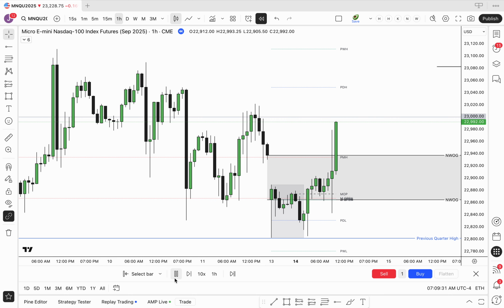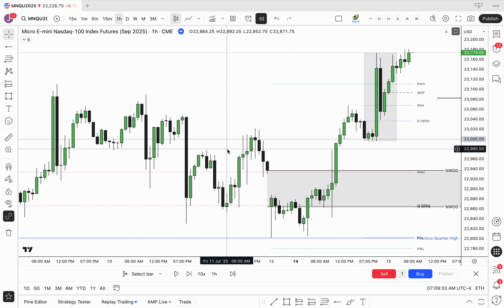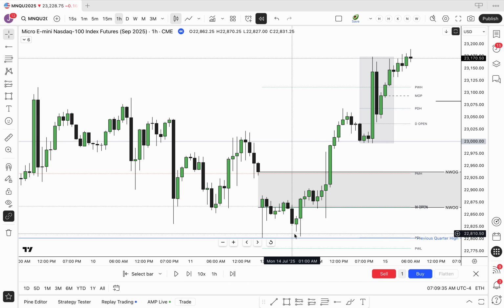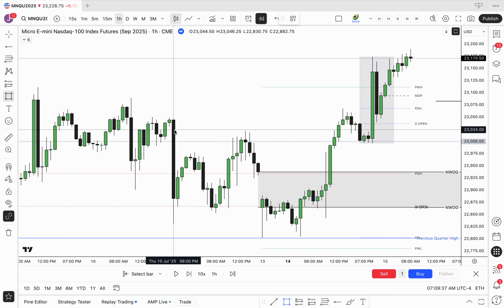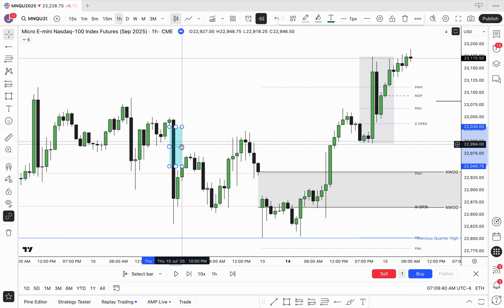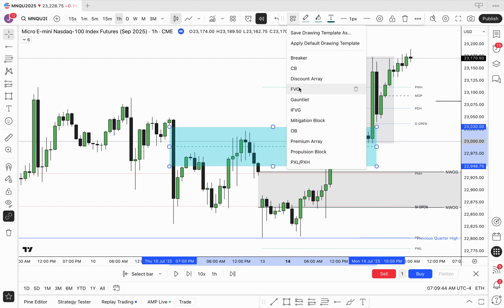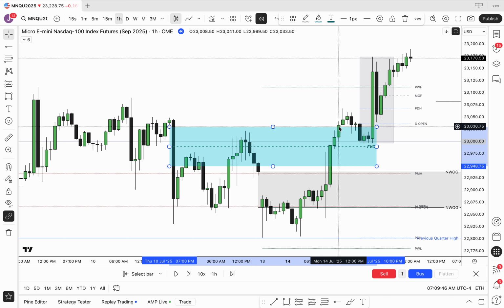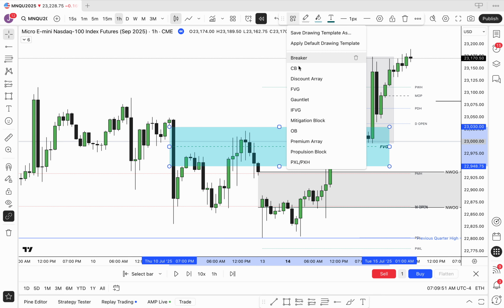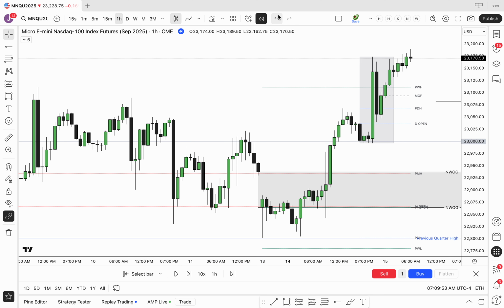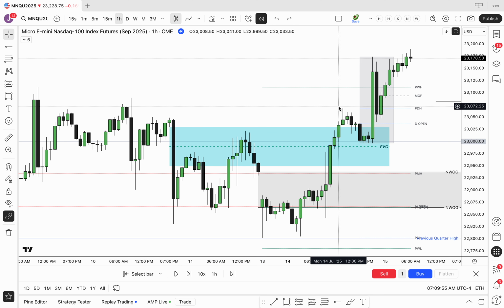So let's go ahead and let this play out. And as you can see, we get above it here. Okay, so once we close above it here, with the 12 p.m. candle on Monday, price comes back into it, tests it as support, and we run higher.